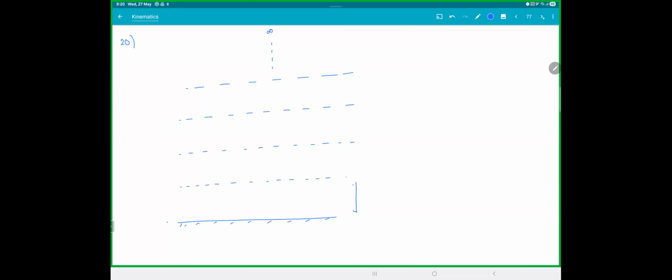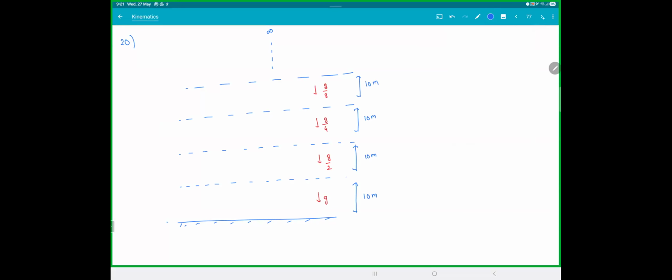So for the first 10 meters, the gravity is g. For the next 10 meters, the gravity is g by 2. Gravity is g, and then the gravity becomes g by 2, and the gravity becomes g by 4, then the gravity becomes g by 8, and so on. So for every 10 meters, the gravity becomes half. And this is happening till infinity.